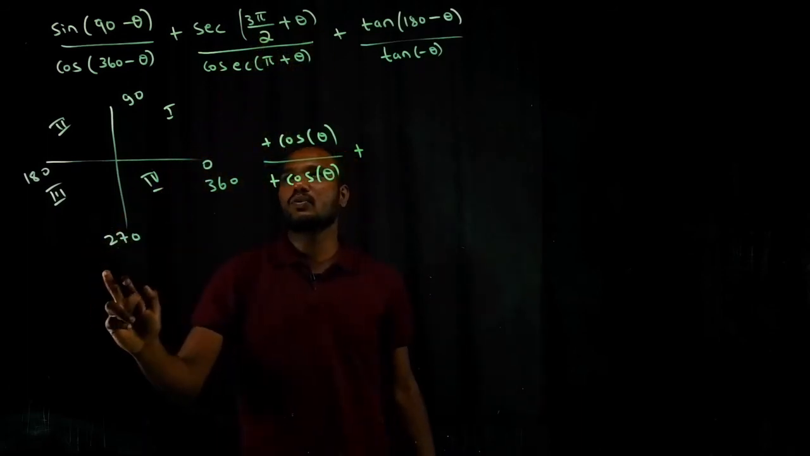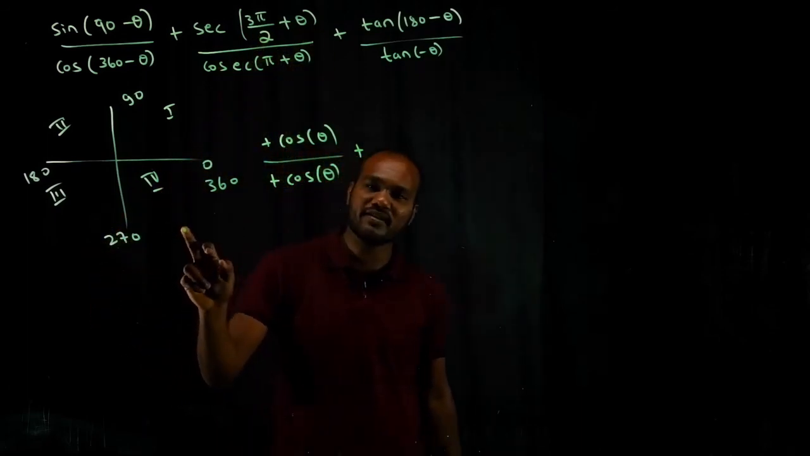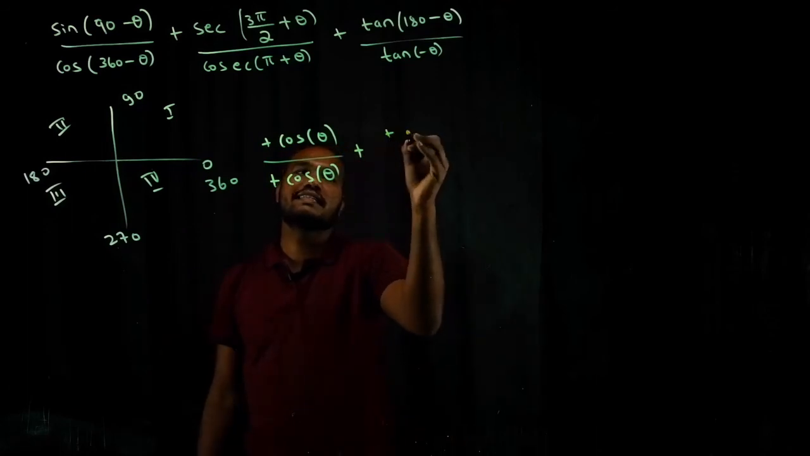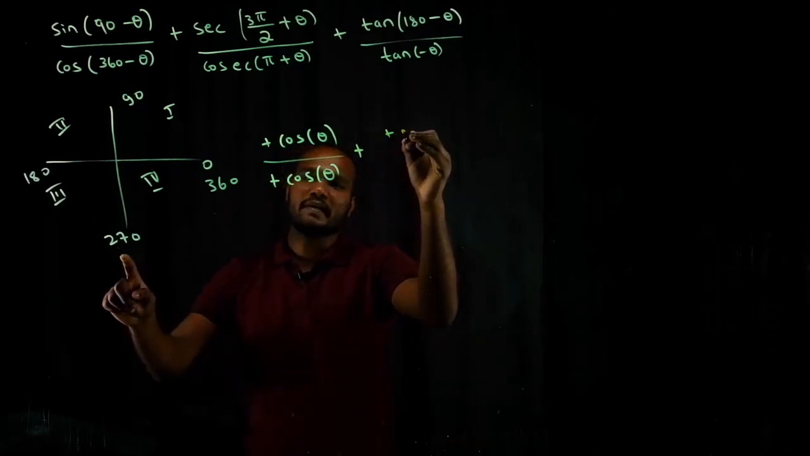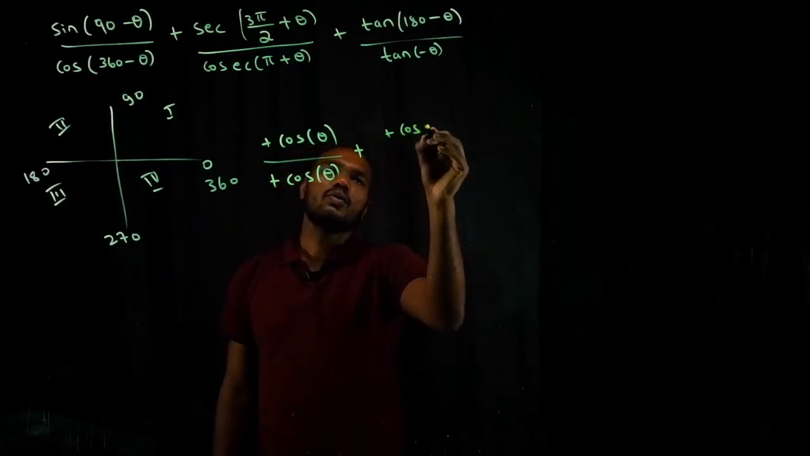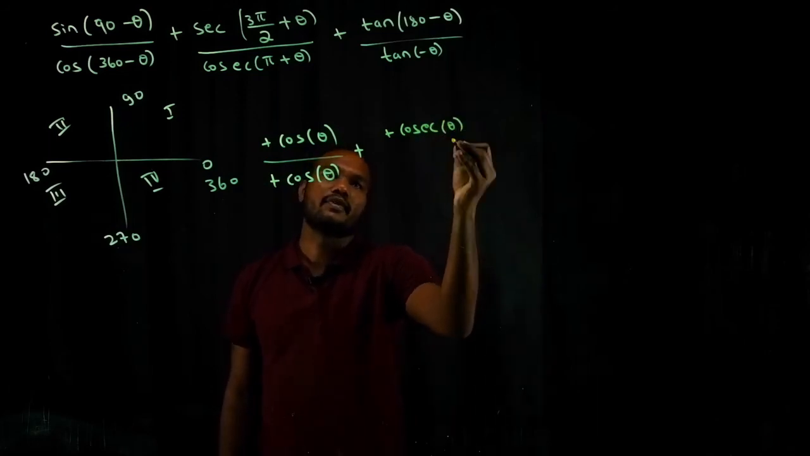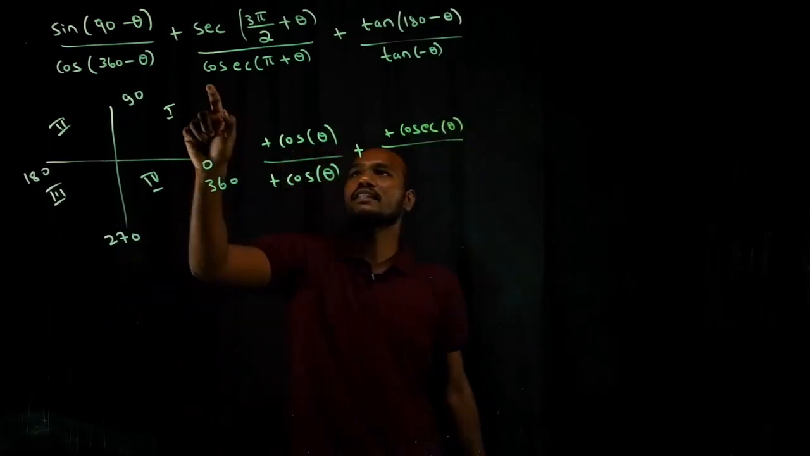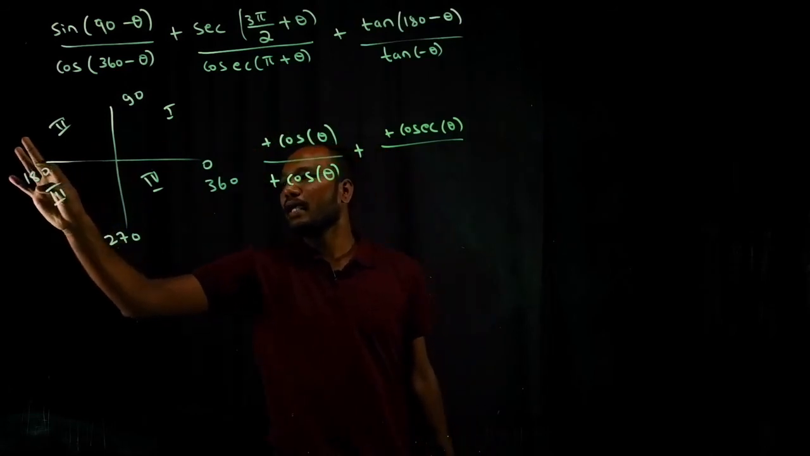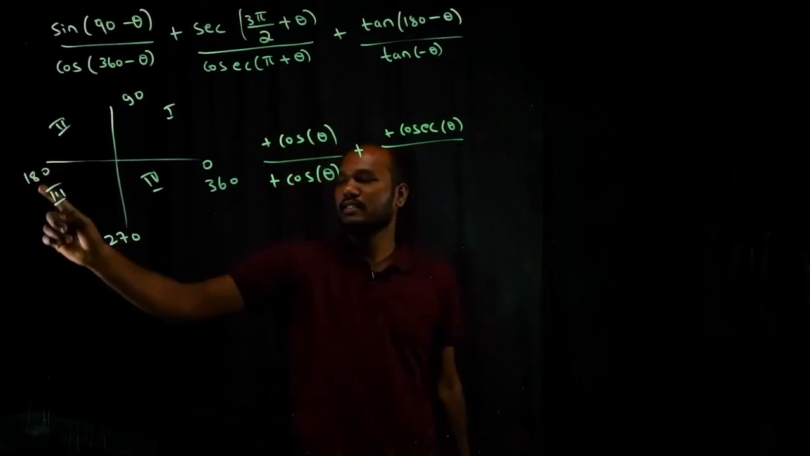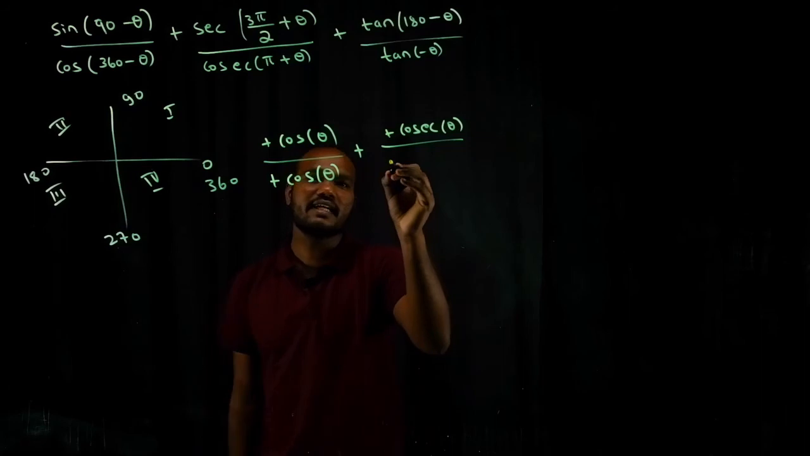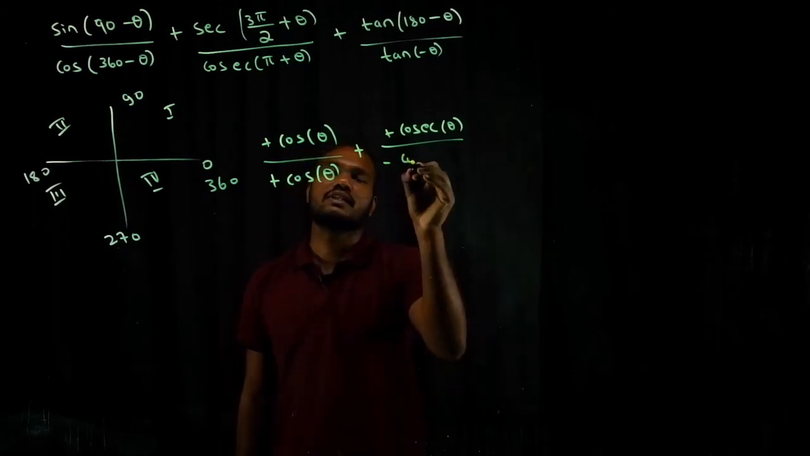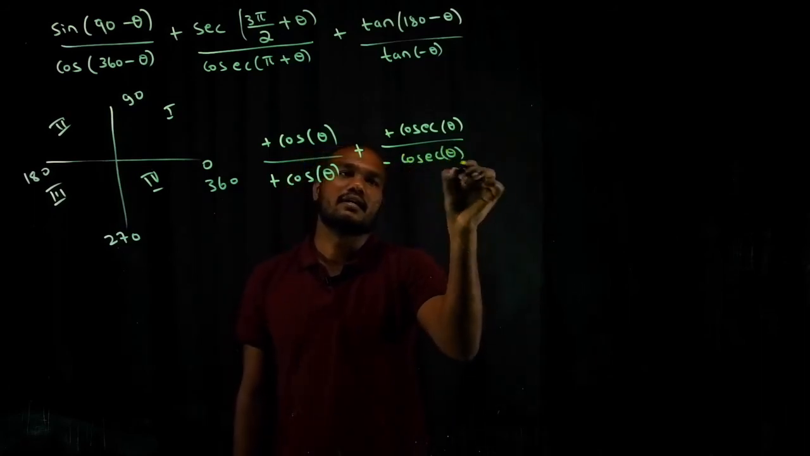270 degree plus theta, this is again the fourth quadrant. Fourth quadrant secant is positive. I'll take this as positive, and this is the complementary. Secant will be converted into cosecant theta, right, in the denominator. Cosecant of pi plus theta, that is which quadrant? Third quadrant. In third quadrant cosecant is negative, so I have to take minus cosecant theta, right?